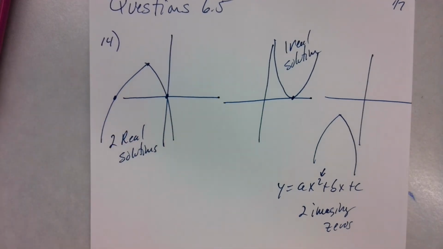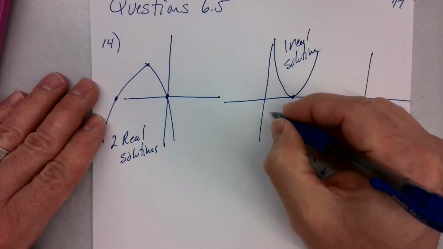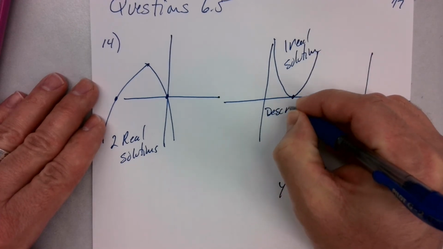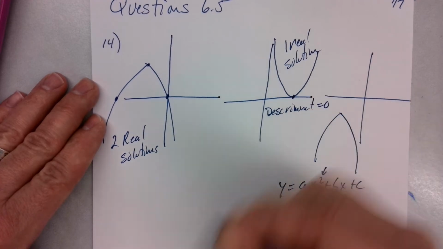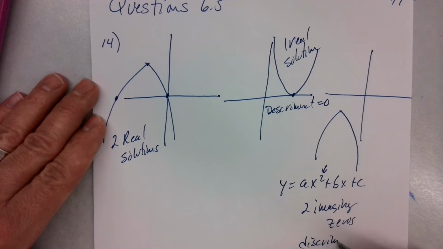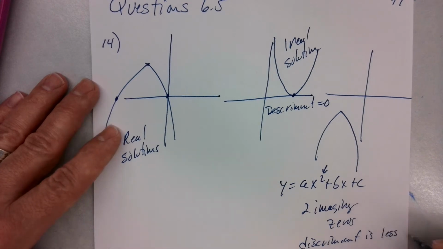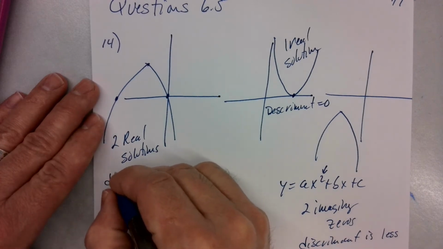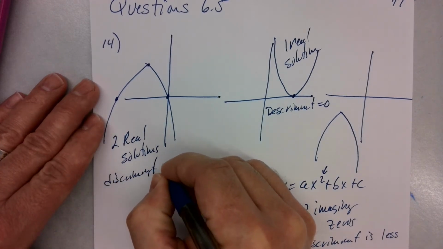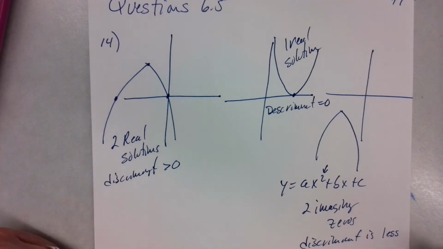And when you go back to what I talked about the other day in the discriminant, one real solution was when my discriminant was what? Yeah, discriminant equals 0. 2 imaginary was when my discriminant is what? Less than 0, right? And here is when my discriminant is greater than 0. You see what I'm saying? That's how they pair up. Does that make sense, Daily Bot?